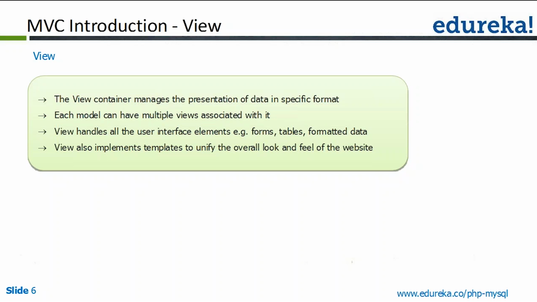For example, if there is a person standing in front of me, his face is view, his brain is my controller, and whatever task he performs internally is the model. So from where your brain is fetching the information, that is model. So model is the database, view is your face, and controller is your brain who creates all the logic. Okay.